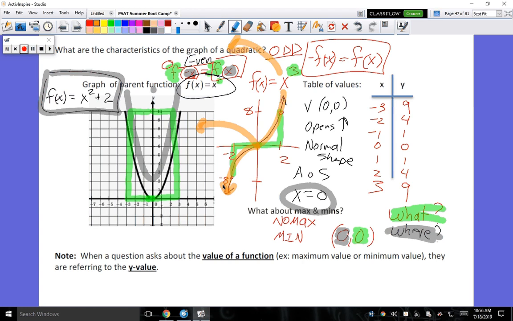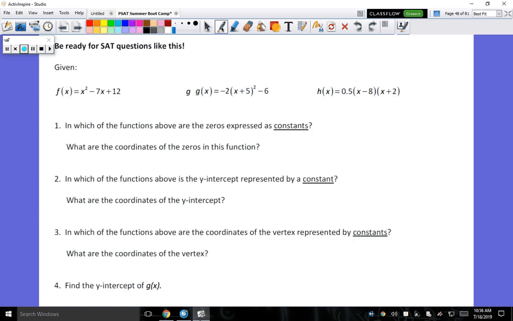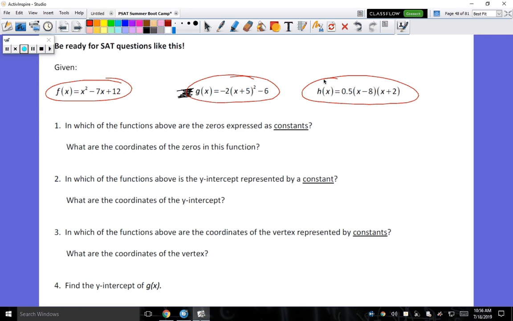I know I might have overkilled that, guys, but those are other things that I feel a lot of people don't know fully, okay? And notation-wise, be ready for SAT questions like the following. In which of the following functions, because we have 3, just mark this off in your notes, guys, I have f of x, g of x, and h of x, are the zeros expressed as constants?